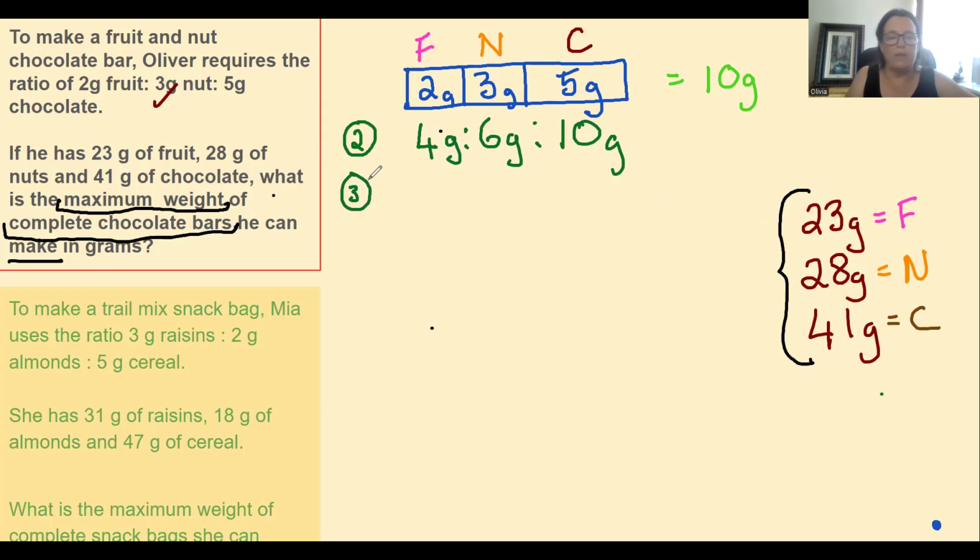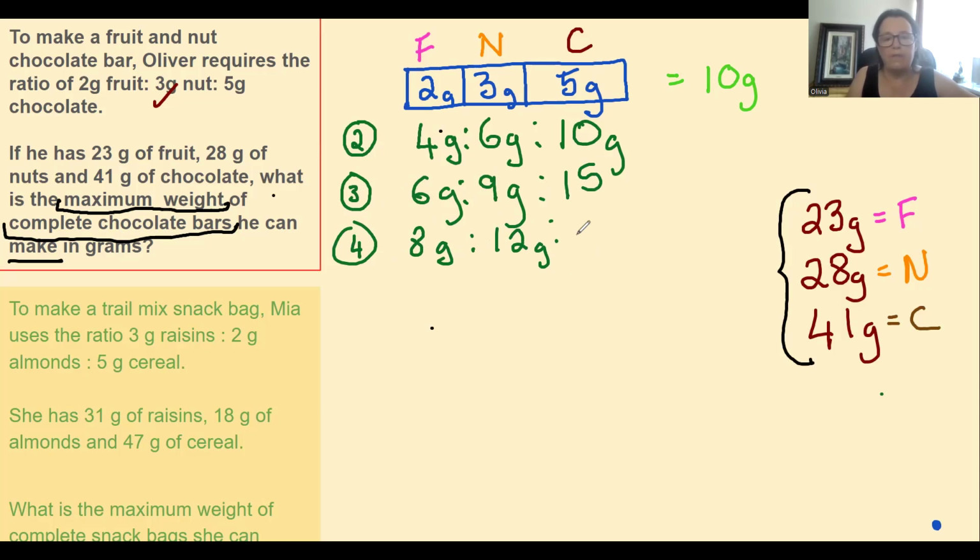Well, for 3 bars, let's multiply 3 by 2. We would need 6 grams. 3 by 3, we would need 9. 3 by 5, 15. That will give us 3 bars. 4 bars. So 4 twos are 8. 4 threes are 12. 4 fives are 20.